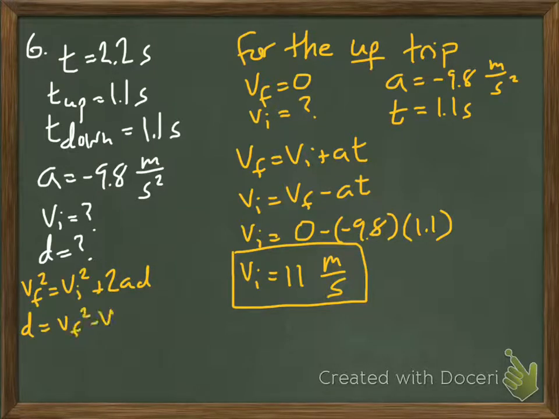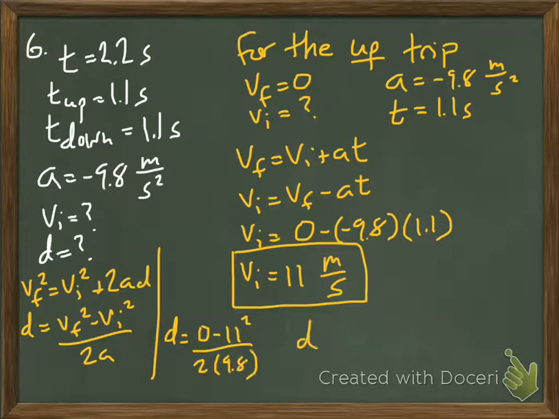For the distance, we can use the VF squared formula. I'm going to rearrange it, solve for d, plug in my values, and I get 6.2 meters. So again, we only looked at half of the trip to solve for the information that we needed. I chose to do the up trip. If you had done the down trip, that also would have worked, at least to find the distance. But you can certainly do it that way.